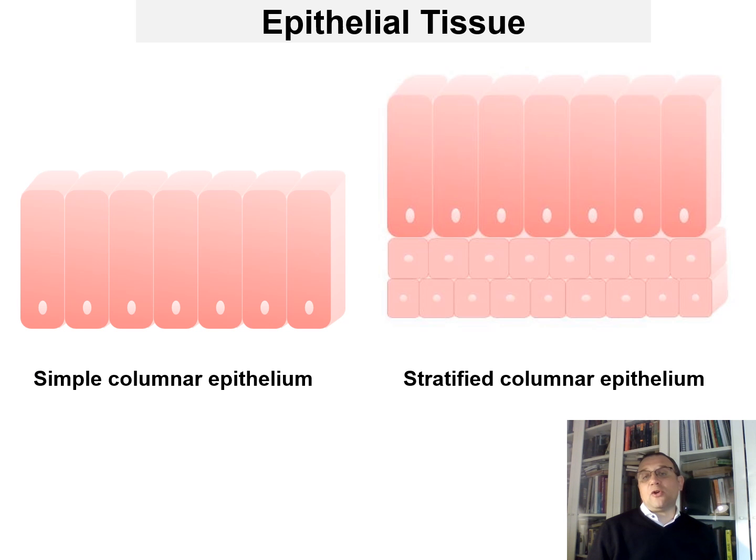Stratified columnar epithelium is a rare type of epithelial tissue composed of column-shaped cells on the top of a double layer of somewhat cuboidal cells. It is found in the conjunctiva, pharynx, anus, and male urethra. It's also found in embryo.